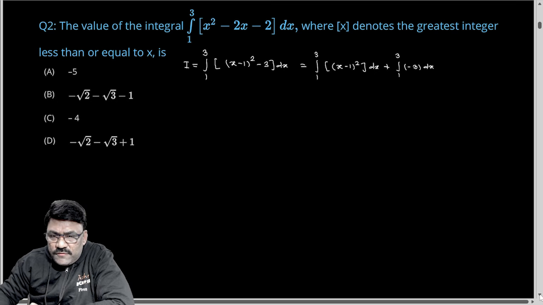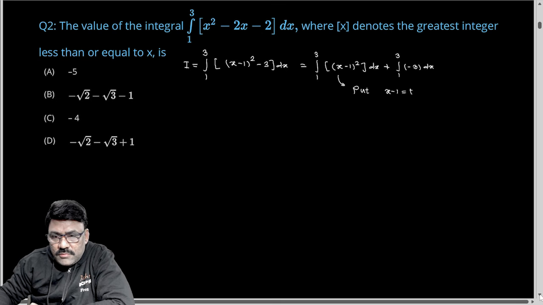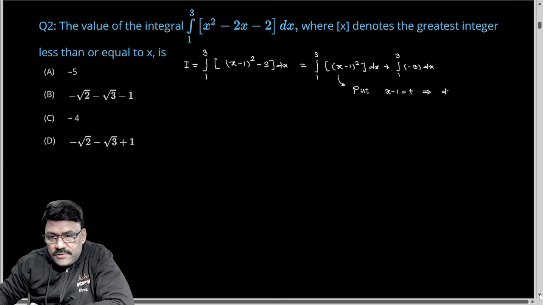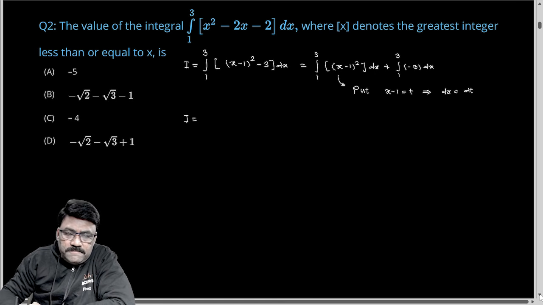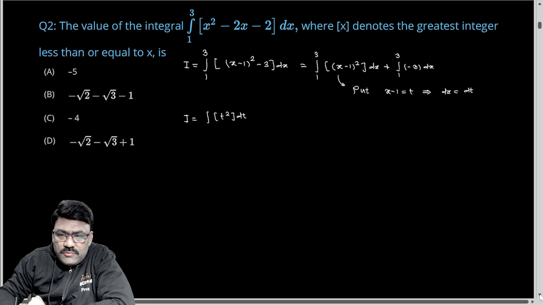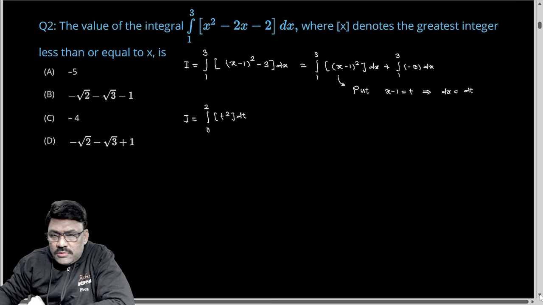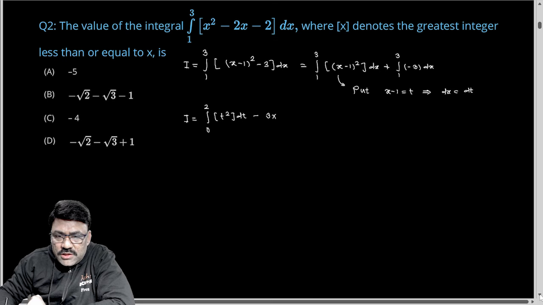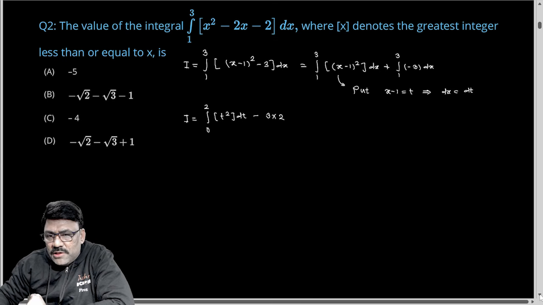Now in this first integral, what you can do, let's substitute x minus 1 as t. So dx will be dt. So now I can write it as I equals integral part of t square dt. And you can see that when x varies from 1 to 3, the t varies from 0 to 2. Now this second integral is very easy. It is basically minus 3 into 2. Minus 3 taken outside, integration of dx is x, upper limit minus lower limit is 2.